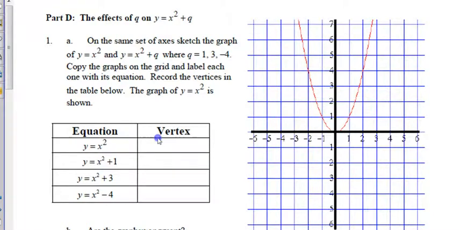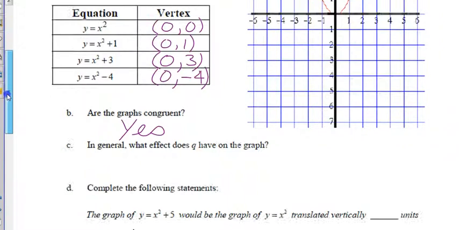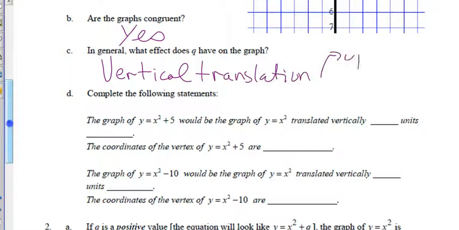Record the vertices. Y equals x squared, vertex is 0, 0. X squared plus 1? 0, 1. X squared plus 3? And lastly, are the graphs congruent? Yes. In general, what effect does Q have on the graph? Vertical translation. Moving which way? Up or down? Okay, so up or down. Vertical has an AL, not an LE. It's not an icicle, it's a vertical.